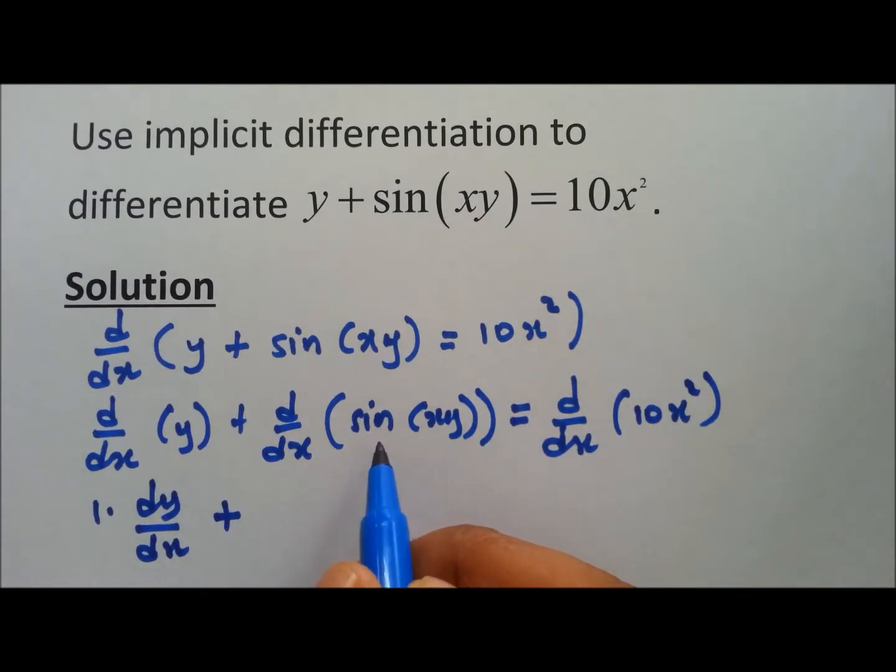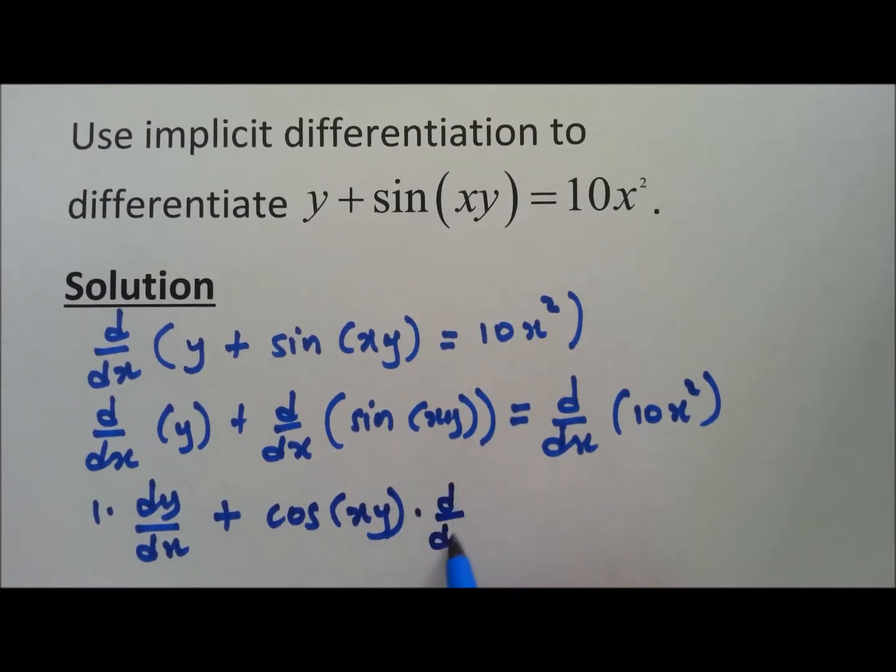Over here we need to employ the chain rule. Now what does the chain rule say? Chain rule says differentiate the outer function first. So that means we differentiate sine, we get cos of x times y. So chain rule says differentiate the outer function first, leaving the inner function alone, times the derivative of the inner function, in this case which is x times y. So that is then equal to, differentiate 10x squared, we bring 2 to the front, 2 times 10 is 20x. Now the question is, how do I differentiate x times y?